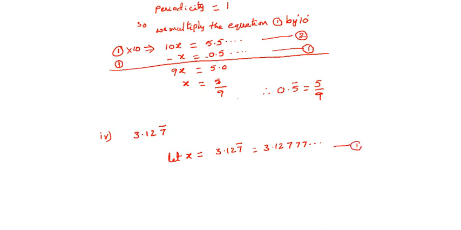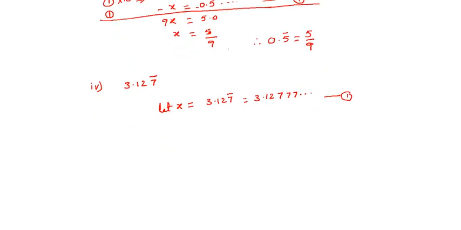Now here, how do you find the p by q form for this decimal form? You may count the total number of digits after the decimal point, as you observe with your eye. There are only 3. Hence you may multiply the equation 1 by 1000.